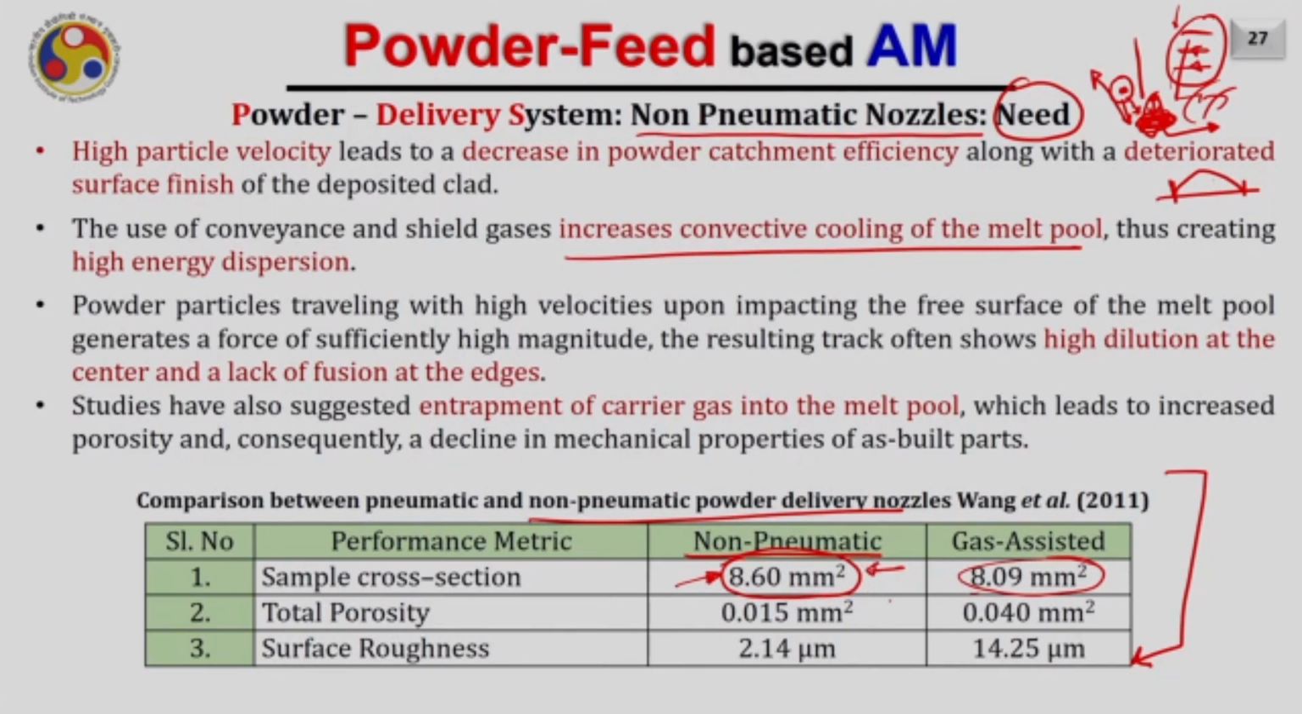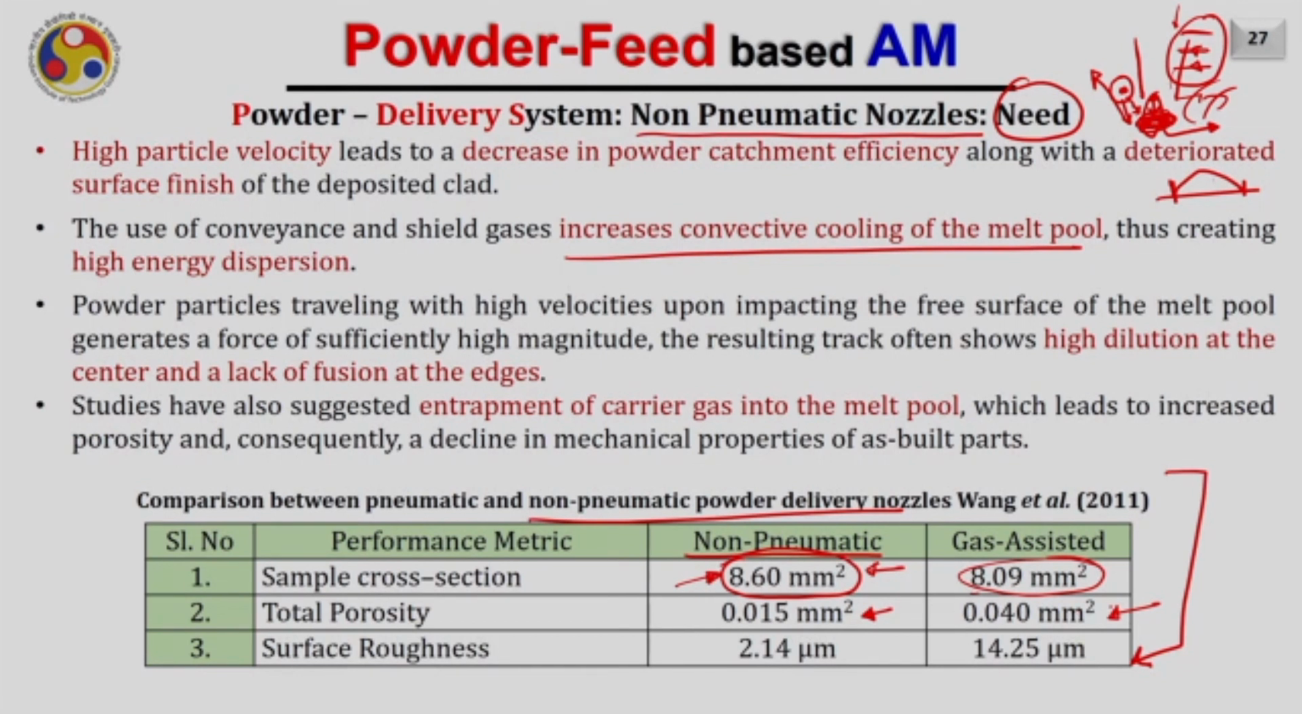Also, the total number of porosities is going to decrease in the case of the non-pneumatic system, due to fewer chances of entrapping gases. Here the total area of the porosity is 0.15 mm square, while in the case of the gas assisted system, the total area of the porosity was around 0.040 mm square.